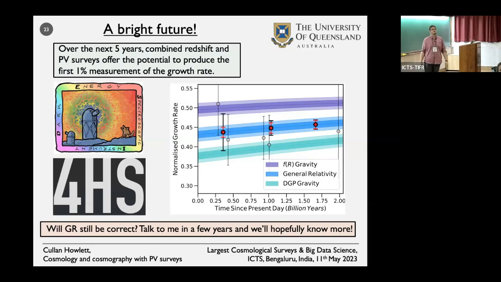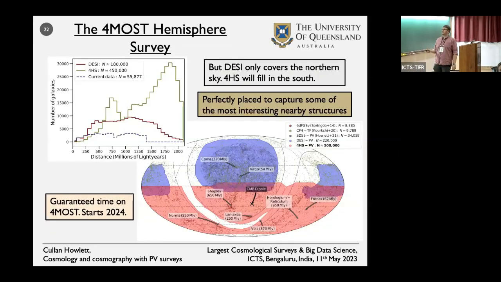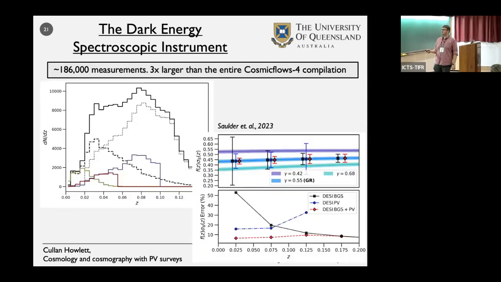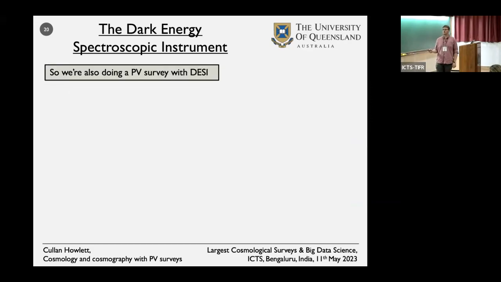What scatter are you getting in the distance estimator? So the scatter in the fundamental plane is 21%, I think. It's basically proven almost impossible for Tully-Fisher or the fundamental plane to really reduce that below 20%.